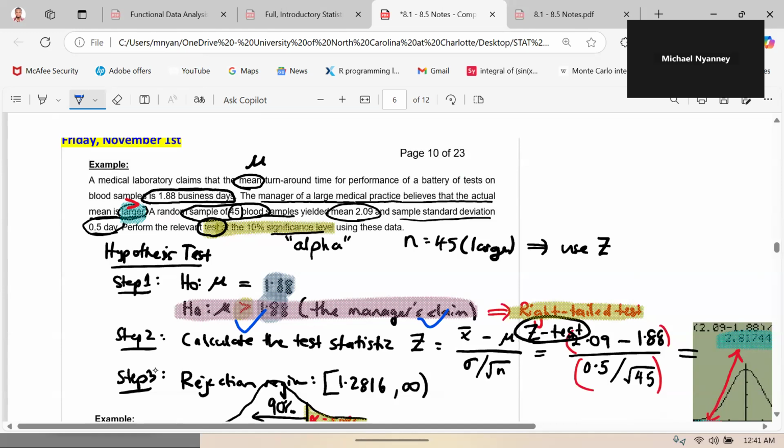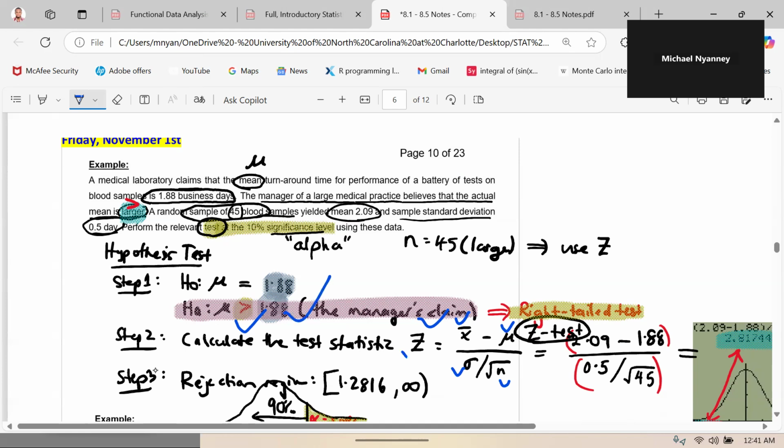Because step 2, we have to calculate the test statistic, which is Z. So if you write the formula down, you need your x bar, and you need mu, you need sigma, you need n. Either sigma or S, all of them work. And the sample standard deviation is 0.5. So that is the sample. So we are using S now. That is the sample standard deviation. So you have to perform the relevant test. So first is to write your hypothesis. You are good to go.